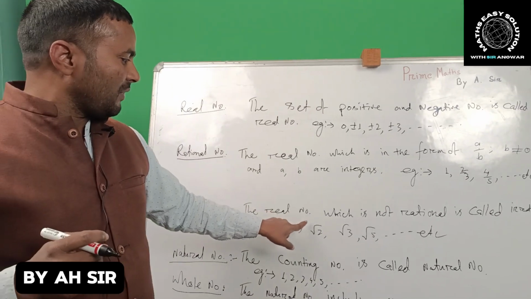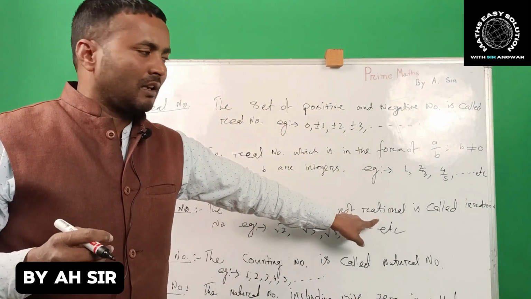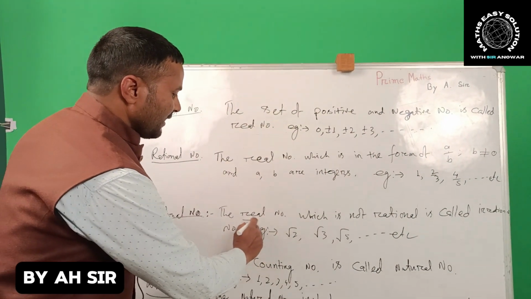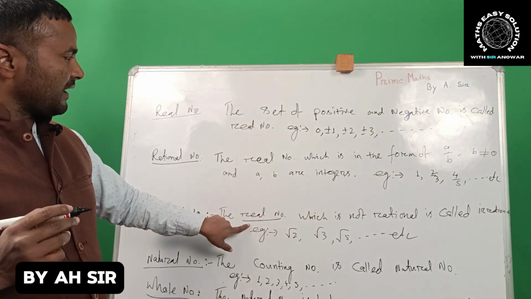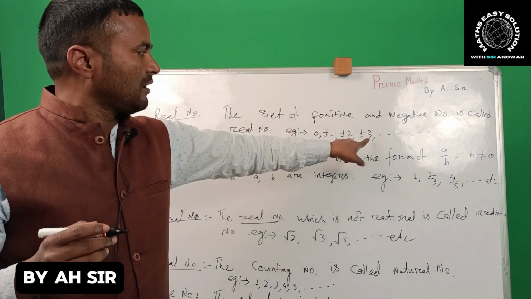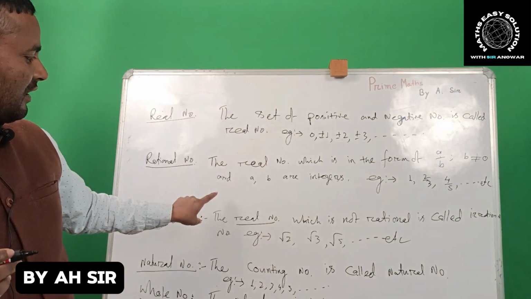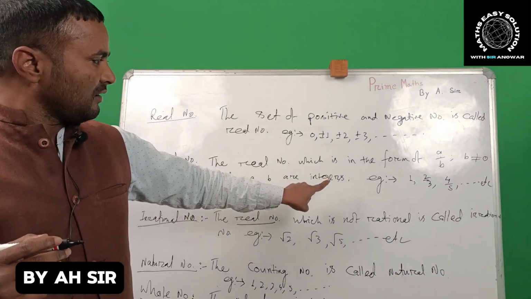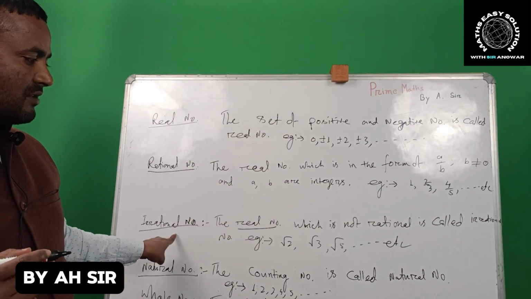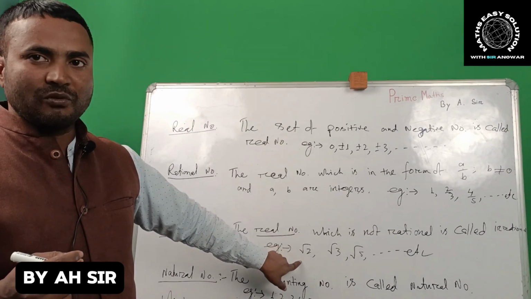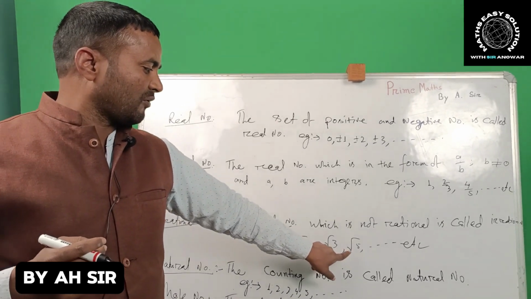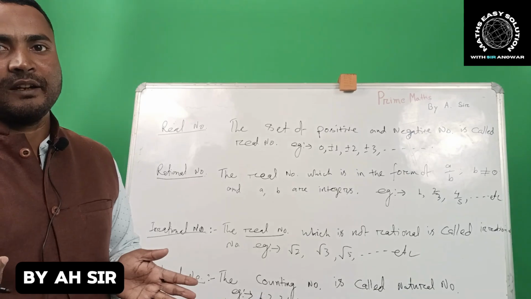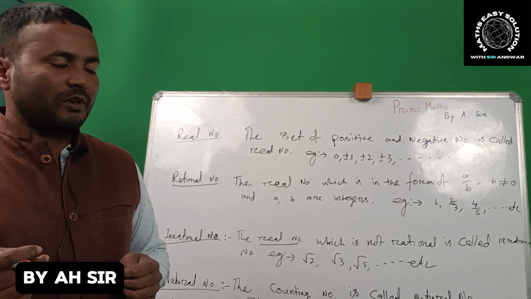Next, irrational numbers. The real number which is not rational is called an irrational number. When I write real number here, you have to remember this: whatever is rational will not be irrational. So what will be irrational? Like root 2, root 3, root 5, root 6, root 7, root 8, but not root 9. Root 10 will also be an irrational number.